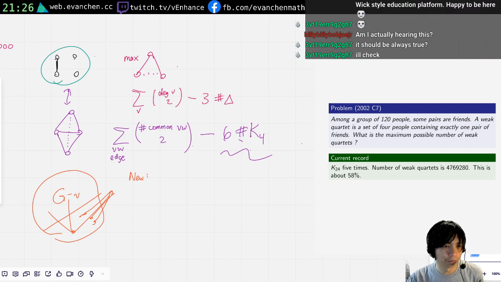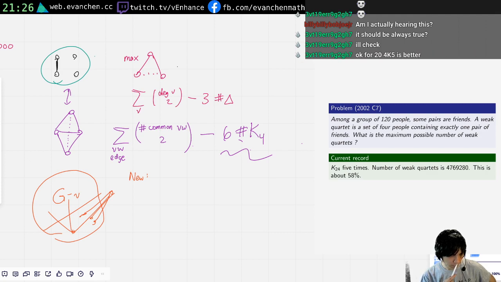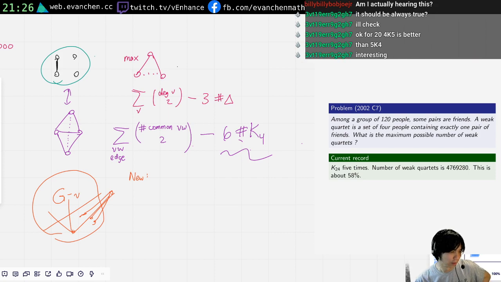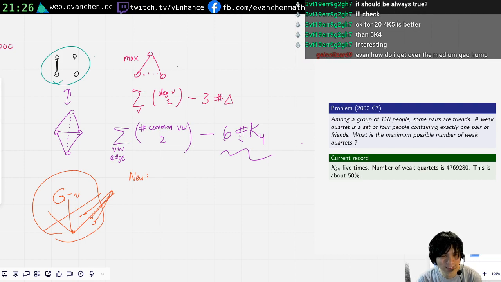Or like if you have five people, for example, you definitely don't want to split into five equally sized groups because then you have no edges at all. For 10, I'm not even sure. If I have 10, and you split it into just five edges, that seems to me like maybe it's not worse. Yeah, okay. So even for 20, 4 K5s is apparently better.